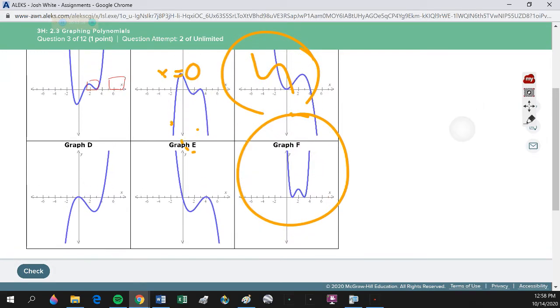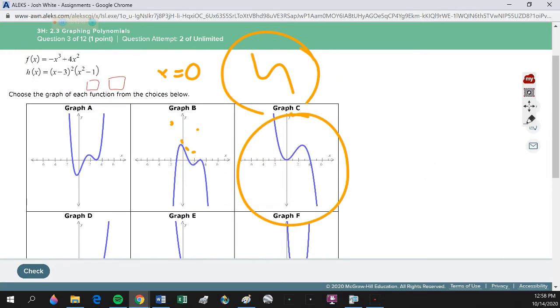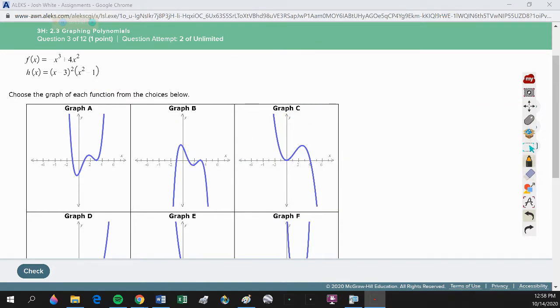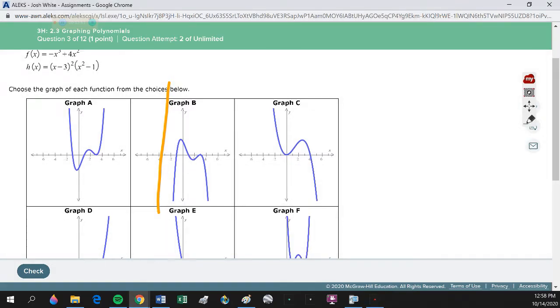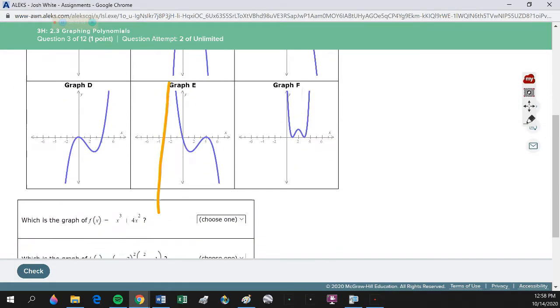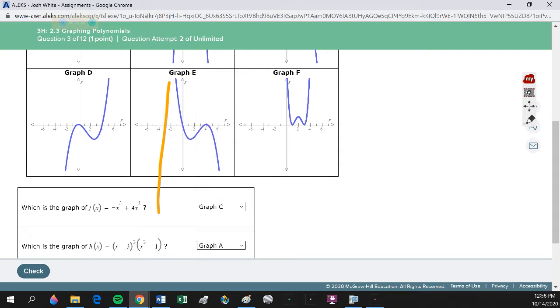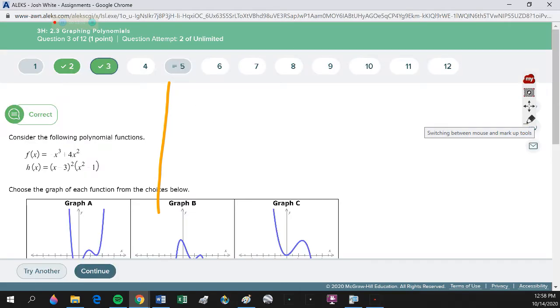Could it be E? Why not E? It doesn't bounce at 0. It goes straight through 0. So the answer would have to be C. So what was it? A, C, and A? So C and A. Okay, let's do another one of these.